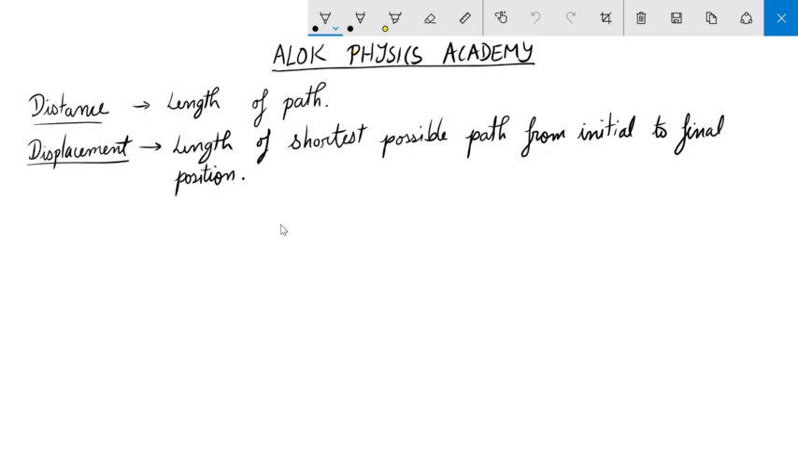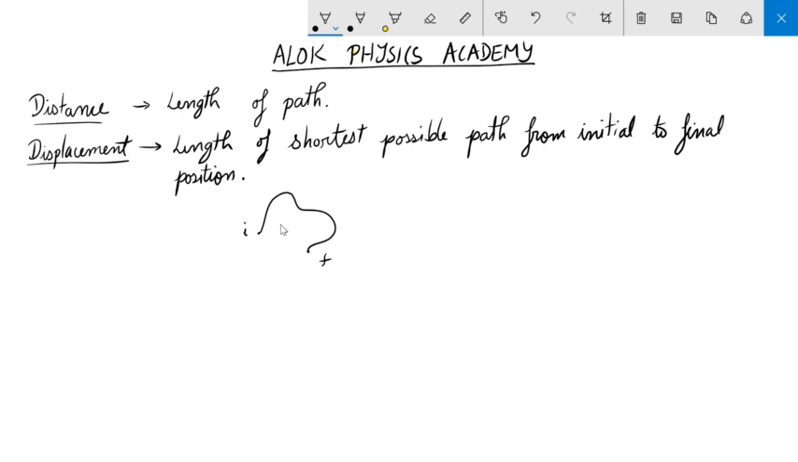For example, suppose a particle starts moving from this point, moves along a path like this, and finally stops here. So we can see that this is the path, and the length of this path is the distance covered by the particle, or simply the distance. This is the initial position, this is the final position.